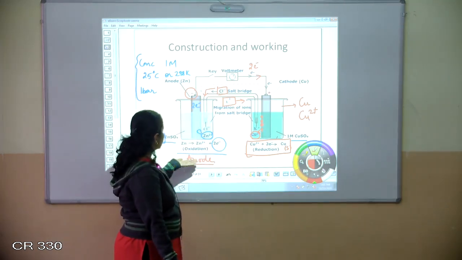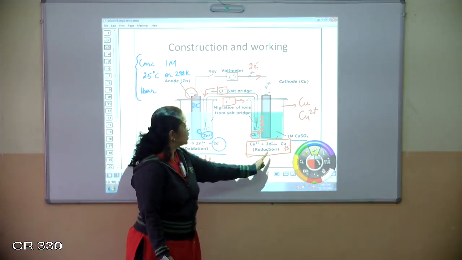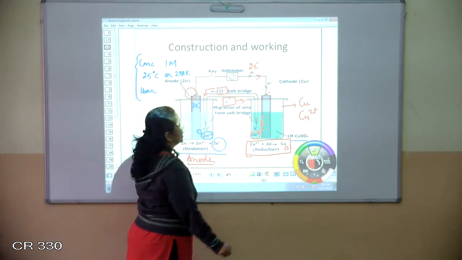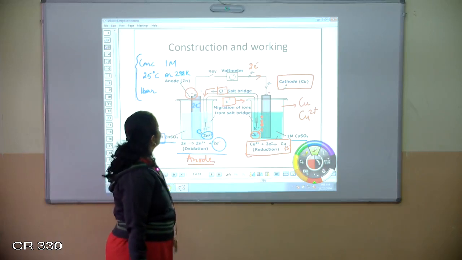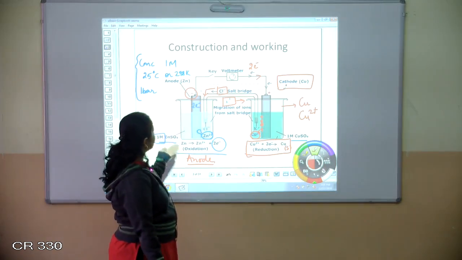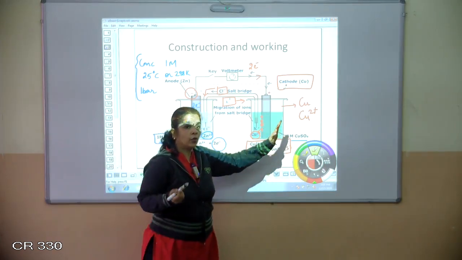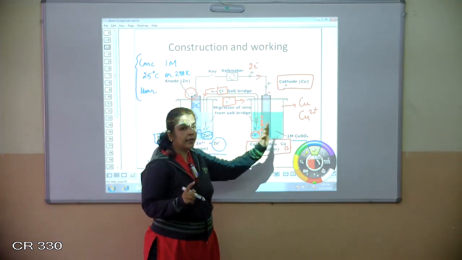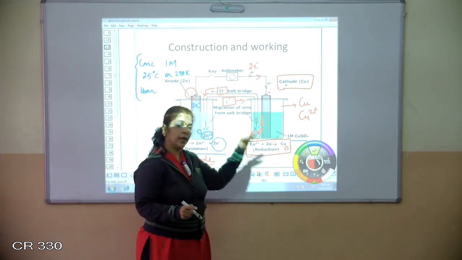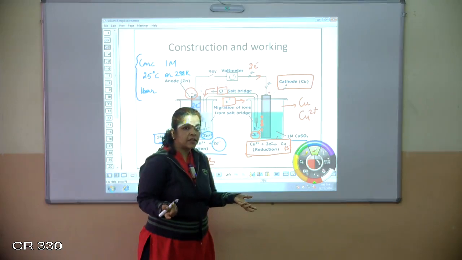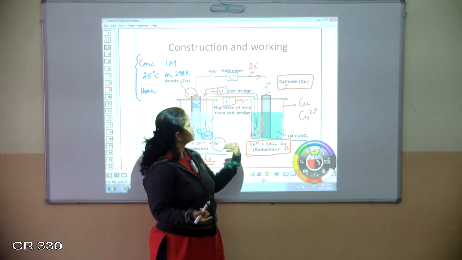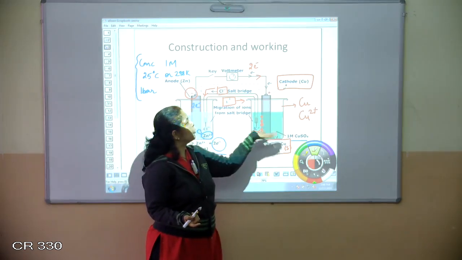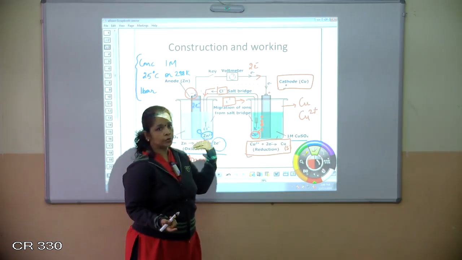Since the electrons are moving from the anode towards a site where reduction is happening, and reduction always happens at the cathode, your electrons are moving from the anode to the cathode. And I hope you know very well that if the electrons are moving from the anode to the cathode, then the electric current is moving in the opposite direction. The opposite direction meaning the current flow would be from the cathode towards the anode.